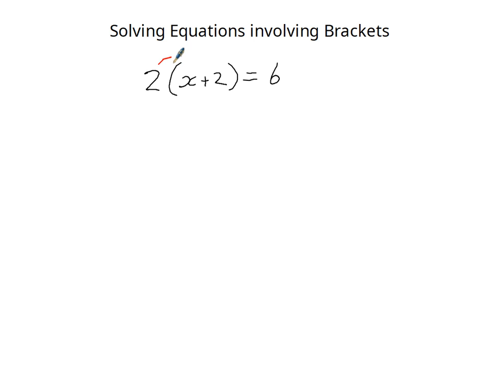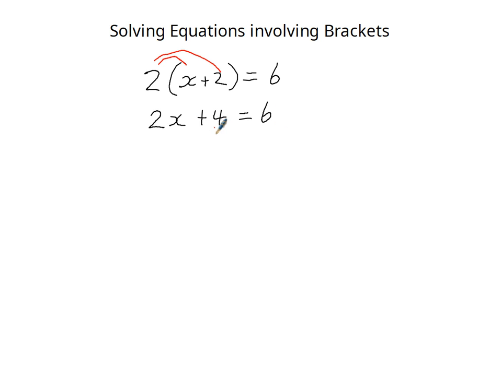So 2 times x, 2 times 2. So 2 times x is 2x. 2 times 2 is plus 2, so it's plus 4. And that equals 6. Now what we need to do is collect all of our terms together. So we want to have all of our variables, our x parts together. Just now we do, so that's good. We also want to have all of our number parts, our constants, together.